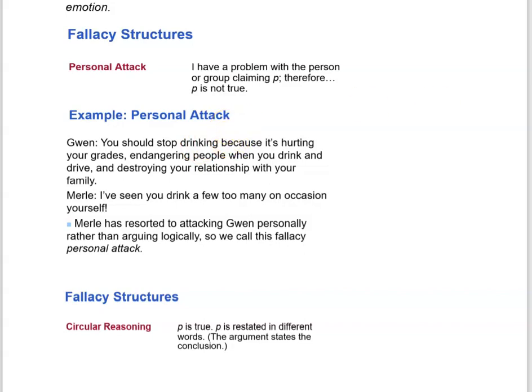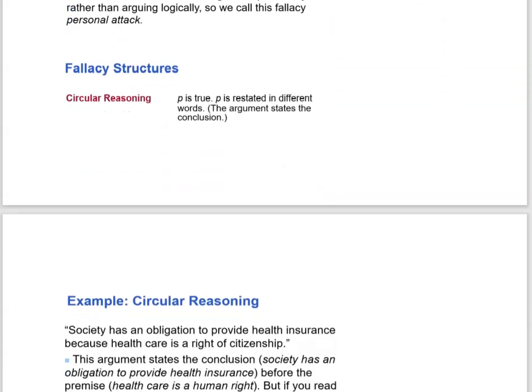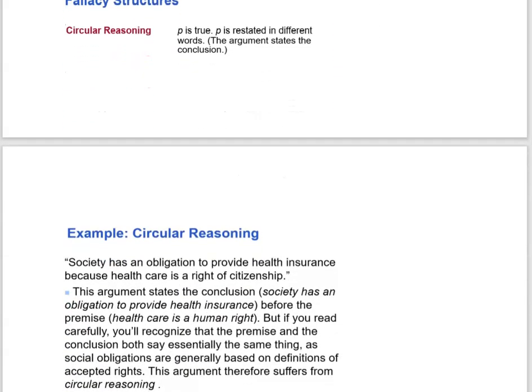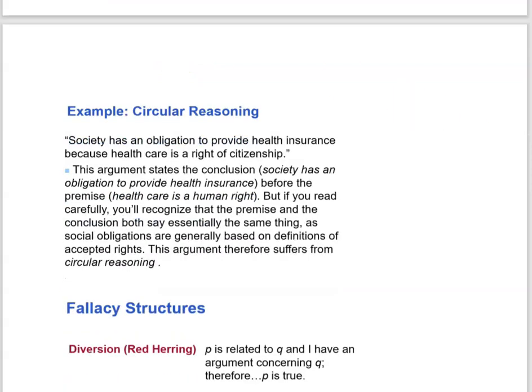Circular reasoning is a very popular one, and this is where people get into arguments, and it just keeps going and keeps going because they're using circular reasoning. They're saying if P is true, then P is restated in different words. The argument states the conclusion, okay? So basically, this person just says something, then they say it in a different way, but they're still saying the same thing, and they just keep saying that same thing over and over again, okay? So circular reasoning, here's an example.